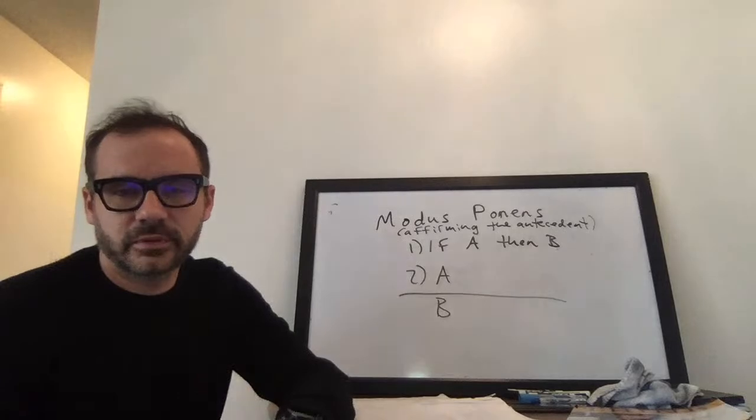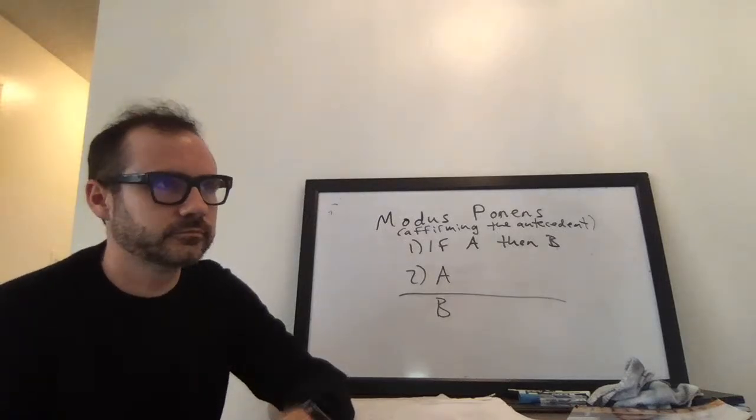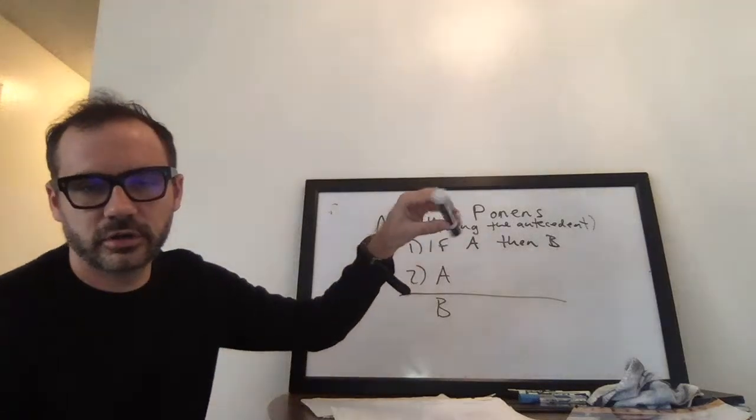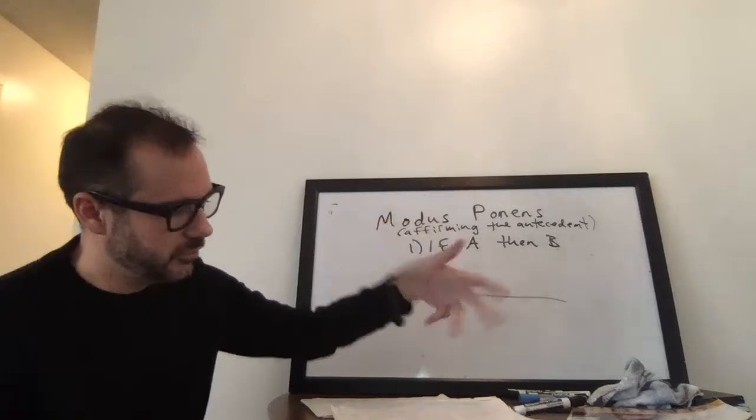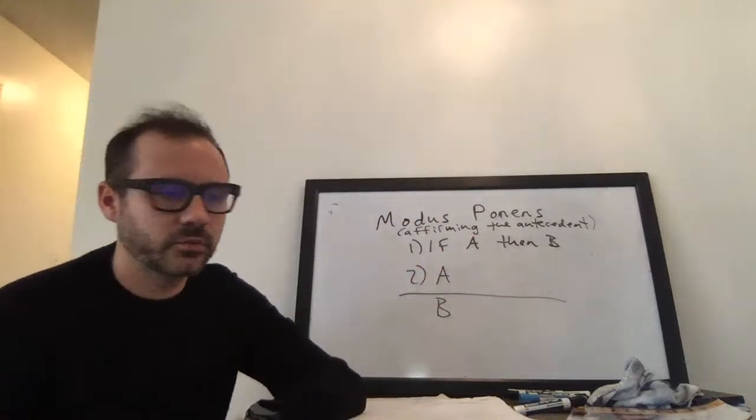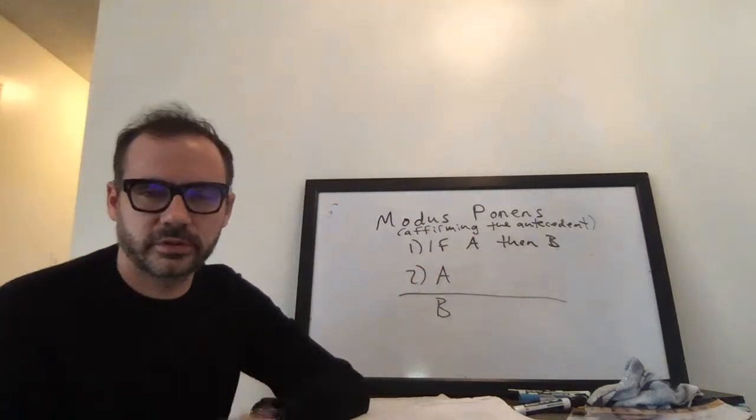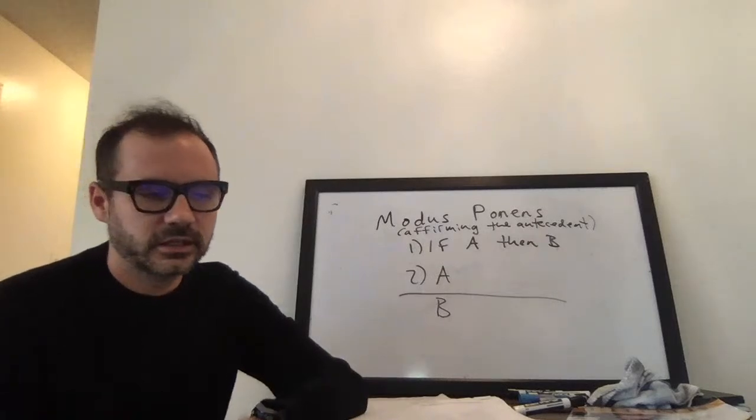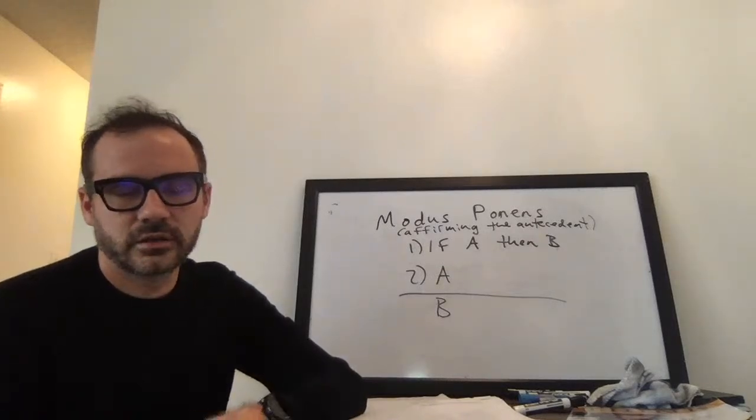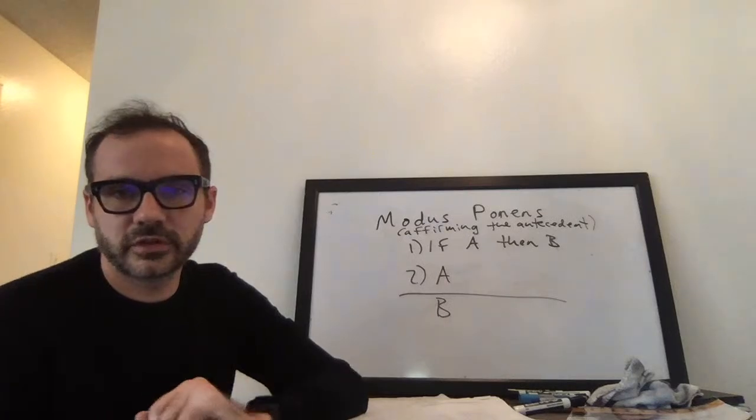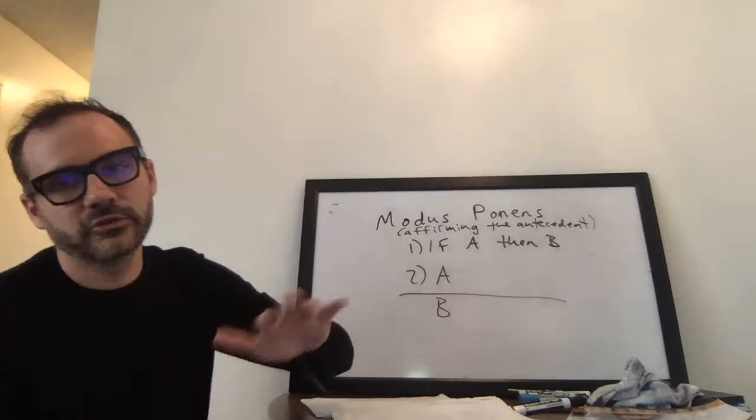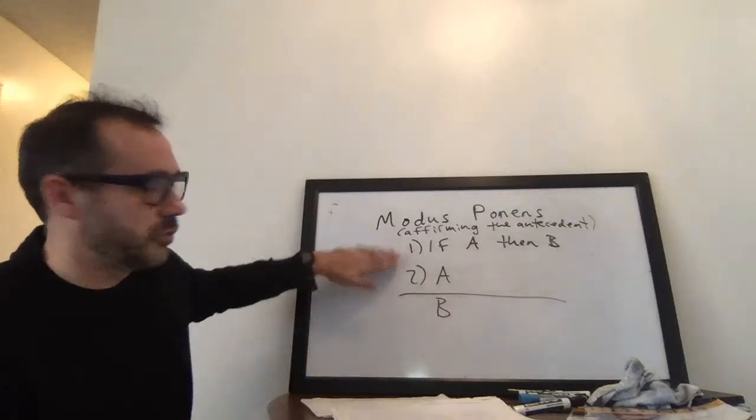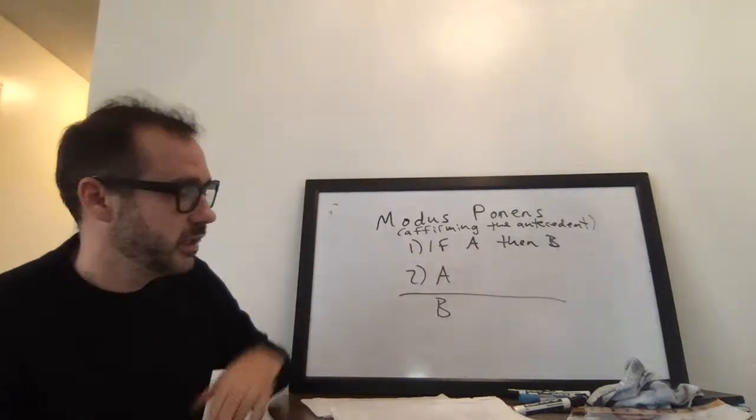So what could be an example of that? If I open my hand, this pen will fall. I open my hand, therefore the pen fell. If I water the plants, they will grow. I watered the plants, therefore they did grow. If I read the book, then I will understand the material. I read the book, therefore I understand the material. So those are all different valid examples of this form, which is called modus ponens.